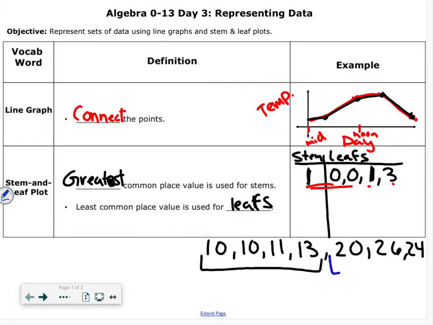As for the other sets of data, we have 20, 26, and 24. I'm going to put those in numerical order. So 2 is our stem, and then we have 20, so 2, 0, and then we have 24, 2, 4, and then we have 26, so we have 2, 6. And it's just another way to show our data and analyze data.